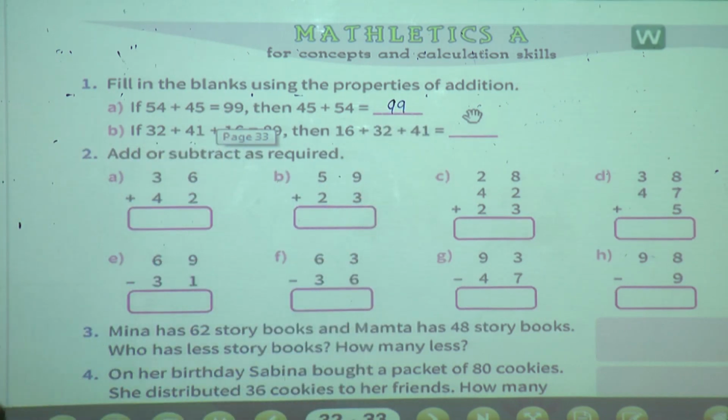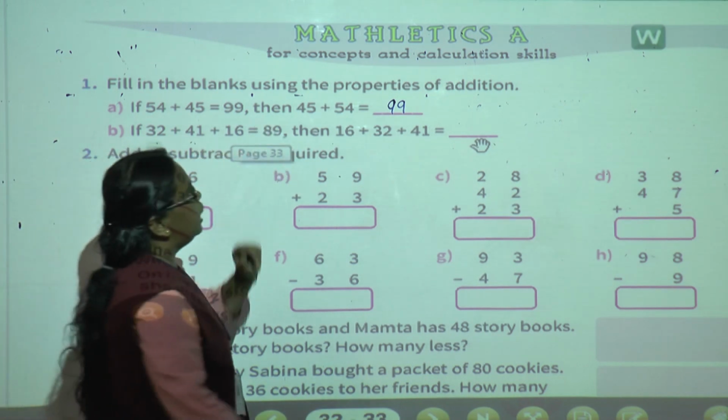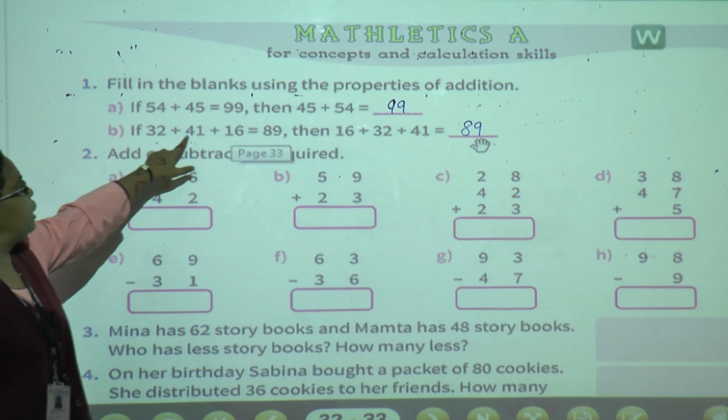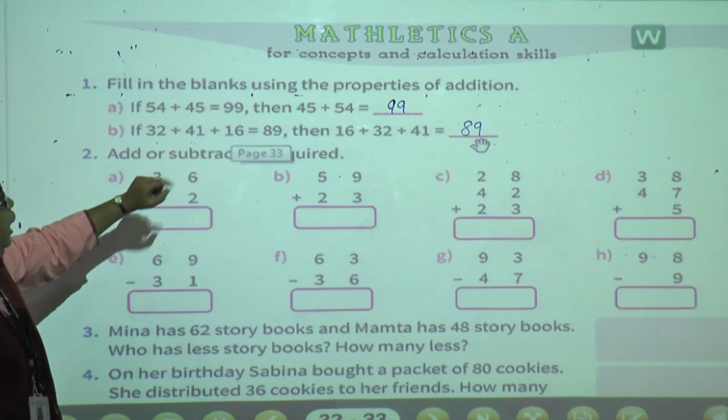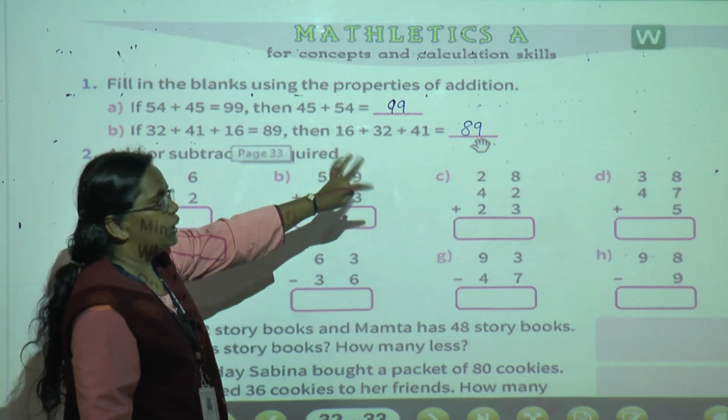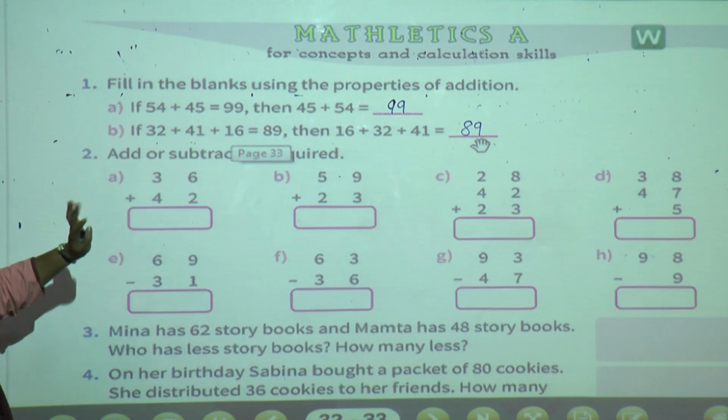Then 32 plus 41 plus 16 is equal to 89. Then 16 plus 32 plus 41. In the previous lesson on addition I told you that even if written in different ways, your total is the same. So here also 89. 32 plus 41 plus 16 is given, and here it is given 16 plus 32 plus 41, but the total doesn't change, the total is one and the same.